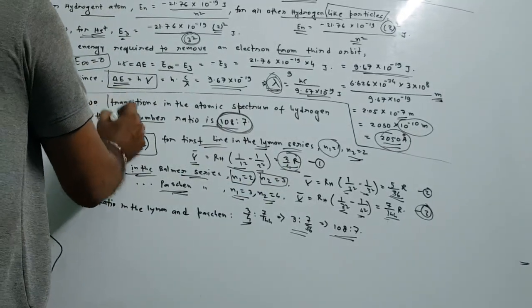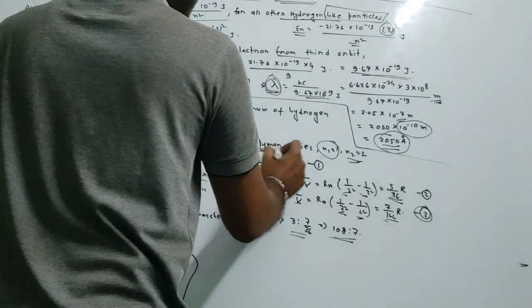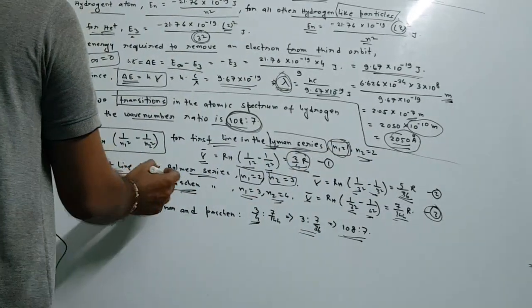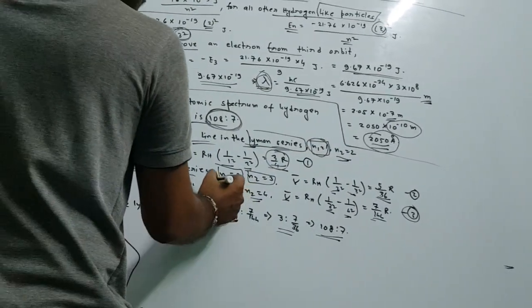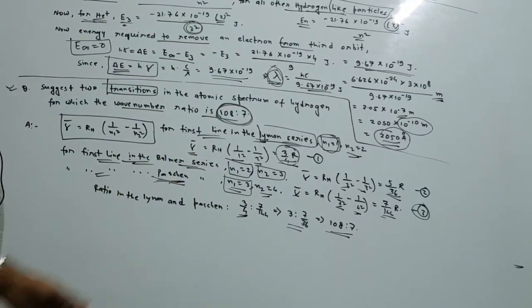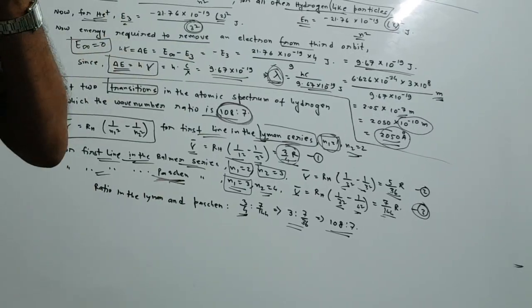So what is the transition? The transition is from the Lyman series, that means n1 equals 1, to the Paschen series, that is 3. The transition is from the Lyman series to the Paschen series. Okay, that's all about the three power laws.